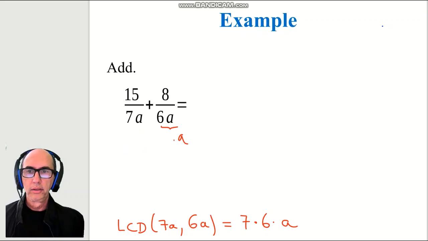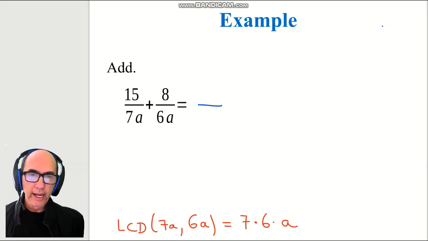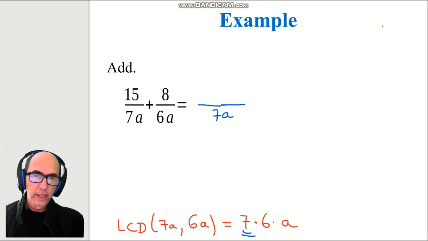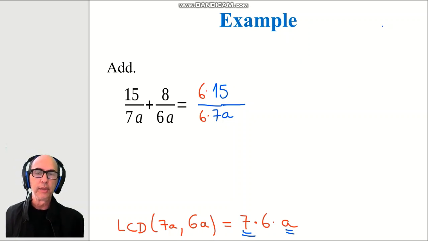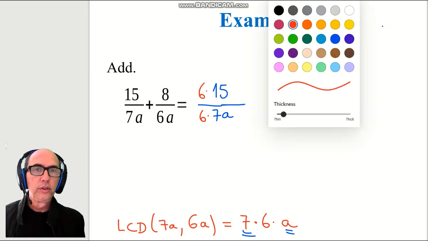Great. The next step is very important. We will change each one of the denominators by multiplying by the factor that's missing. Look, 7a: we have 7, we have a, but we don't have 6. So multiply by 6, the factor that's missing. But you have to multiply also on the top, so you keep the same fraction, the same ratio. On the next one, you do the same thing.